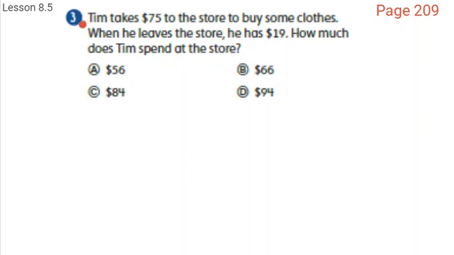Okay, welcome back. So Tim takes $75 to the store. That's important. That's what he takes to the store to buy some clothes. So he's going to buy something. That's telling me that he's spending money. I'm going to underline that. When he leaves the store, he has $19. So it's definitely a subtraction problem. How much does Tim spend at the store? Well, we can write it out. So 75 minus 19 equals something.